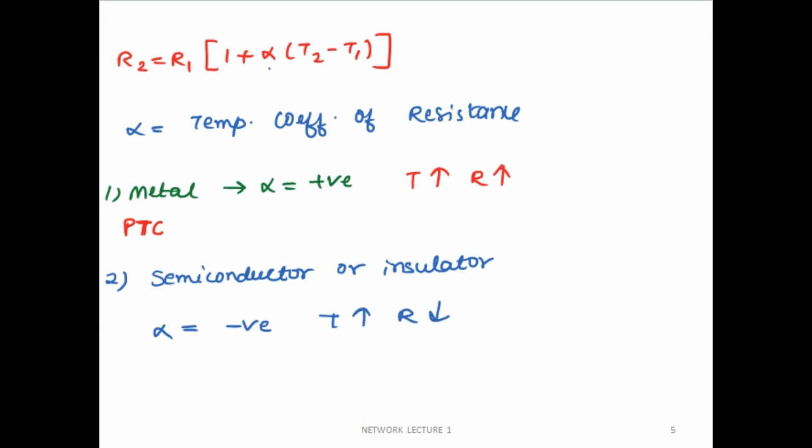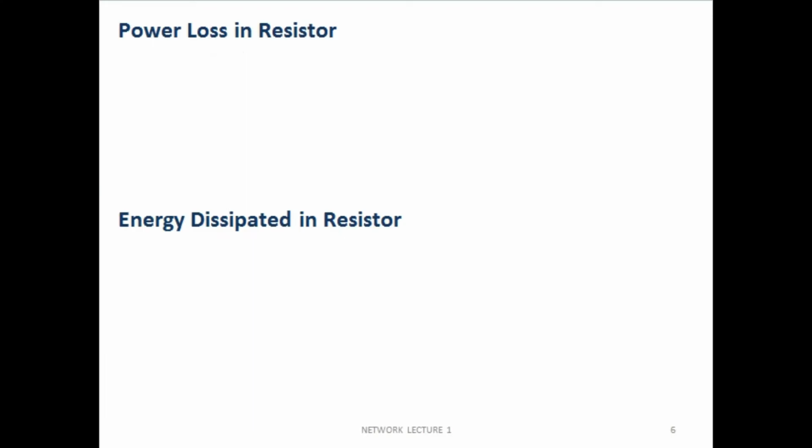Now let us see the power loss in a resistor. We know that power is given by voltage into current, V into I.